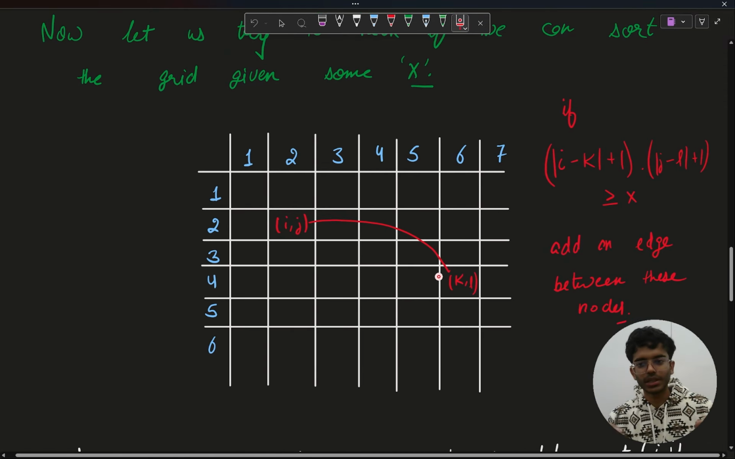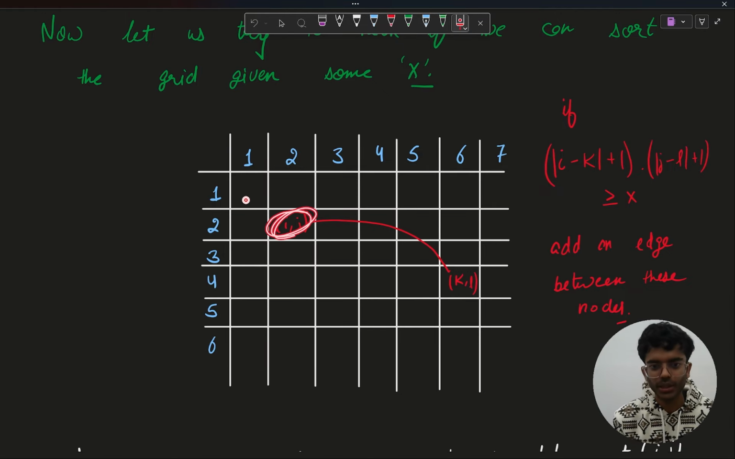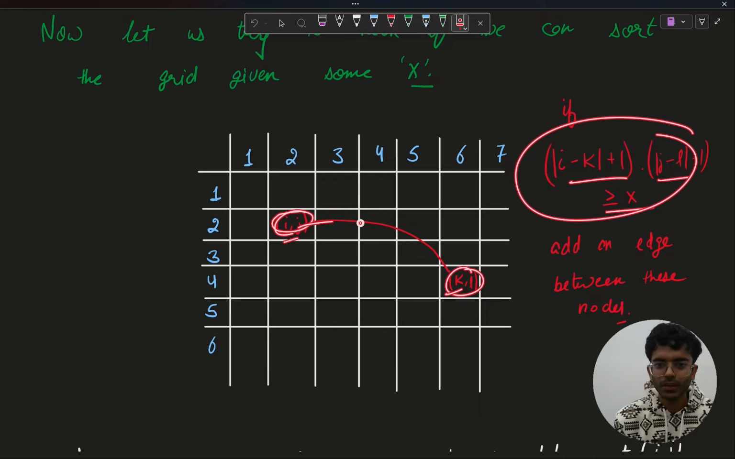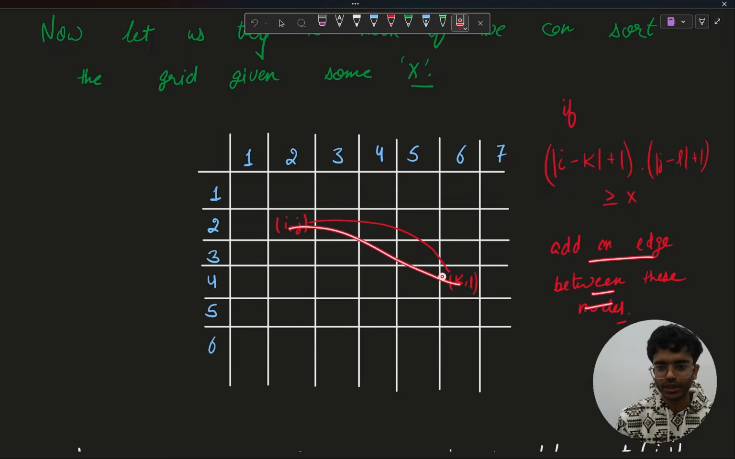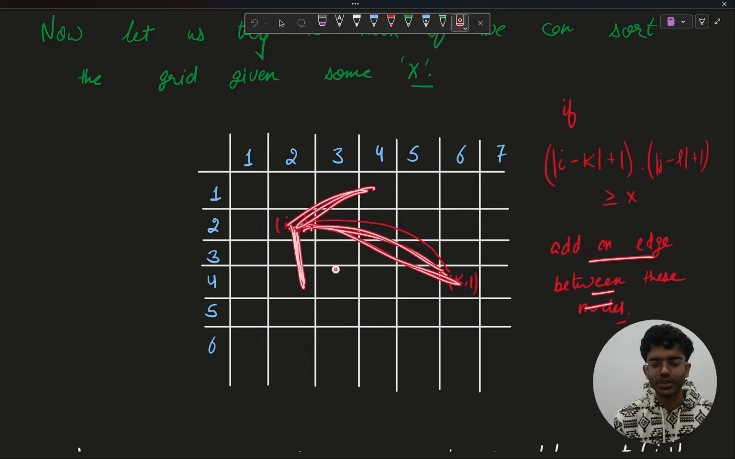So let's first of all think of it in terms of graphs. Let's say we have some nodes. Let us consider all of these elements as nodes. Now let us say we have some ij and kl, and if for this ij and kl this condition is satisfied, we can add an edge between them, right? So if these two satisfy the condition, add an edge. If these two satisfy, add an edge. If these two satisfy, add an edge, right?